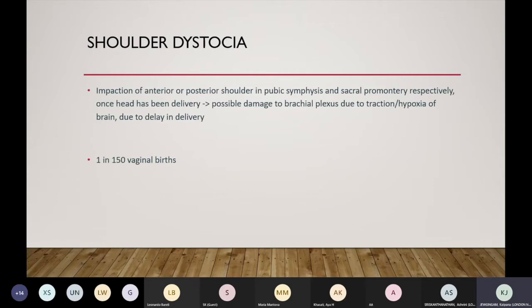What is it? Shoulder dystocia is when either the anterior or the posterior part of the shoulder gets stuck in the pubic symphysis whilst the baby is being delivered. The problem is that it is usually quite hard to get the baby out. And if the baby comes out, because of the force and the way the baby was, there might be fractures to the clavicles or to the long bones.